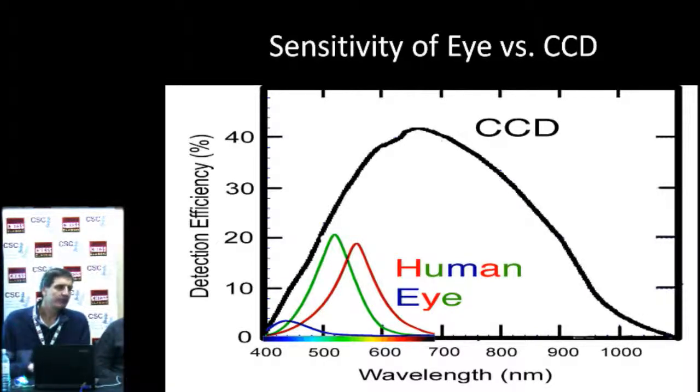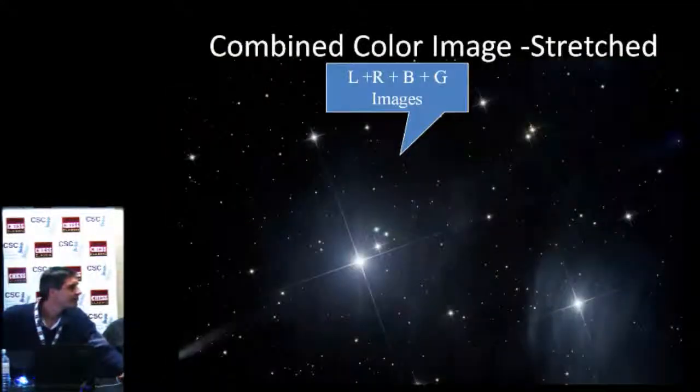So what one does is get rid of the thermal noise as much as possible by simply cooling the chip. Typical cooling temperatures are around minus 20 Celsius, and for extremely sensitive cameras, we go to minus 45 Celsius.